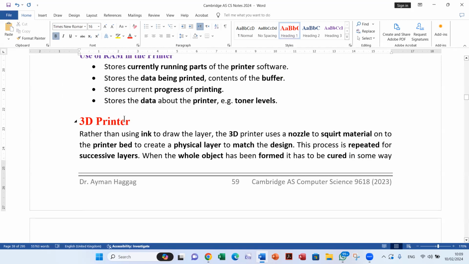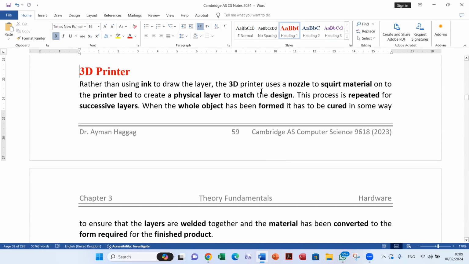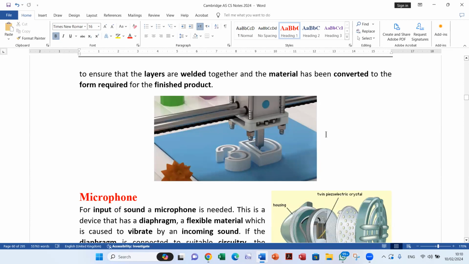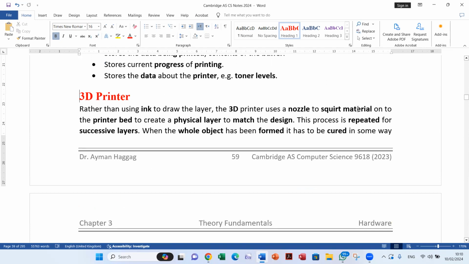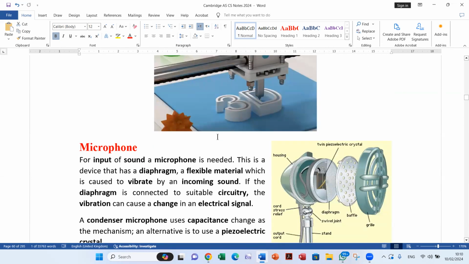Okay, next we talk about 3D printers. 3D printers create solid objects rather than using ink to draw the layer. The 3D printer uses a nozzle to squirt material on the print bed to create a physical layer to match the design. The nozzle could be thermal bubble or piezoelectric, somehow similar to the inkjet printer. However, instead of liquid ink, it uses resin material that creates a physical layer to match the design. This process is repeated for successive layers, so it creates the design layer by layer.